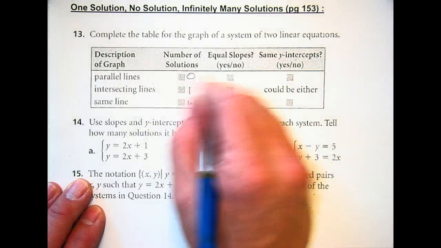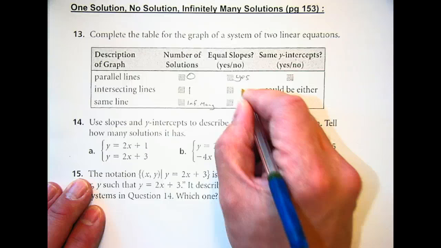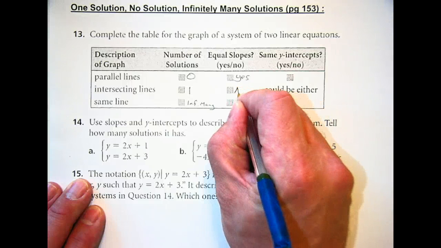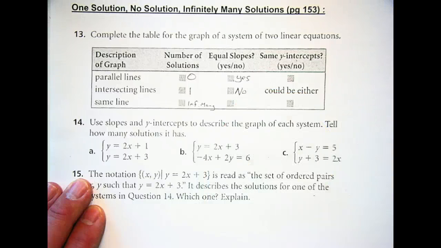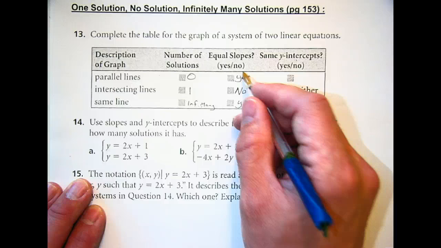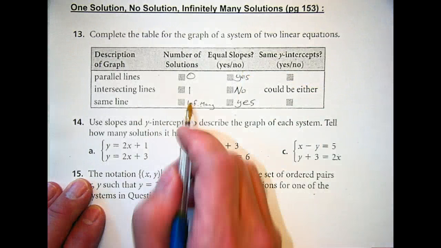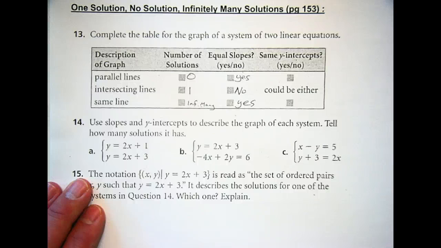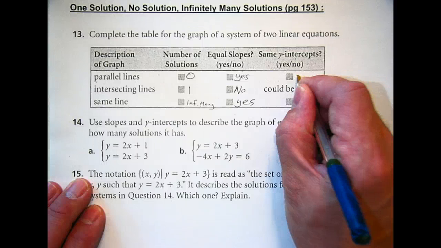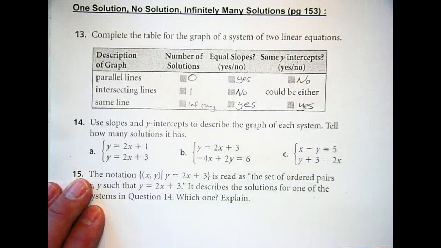Equal slopes for parallel lines, yes or no? Yes. Intersecting lines. No, otherwise they'd be parallel. Same line. Yes. Well, if same line and parallel lines have the same slope, how do we know that one's no solution and one's infinitely many solutions? From their y-intercept. Good. Parallel lines have the same y-intercept? No. Infinitely many does.